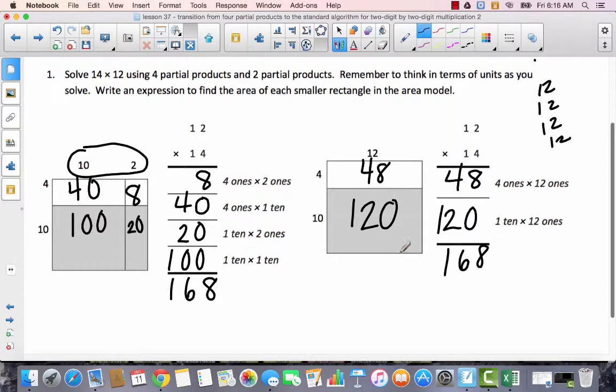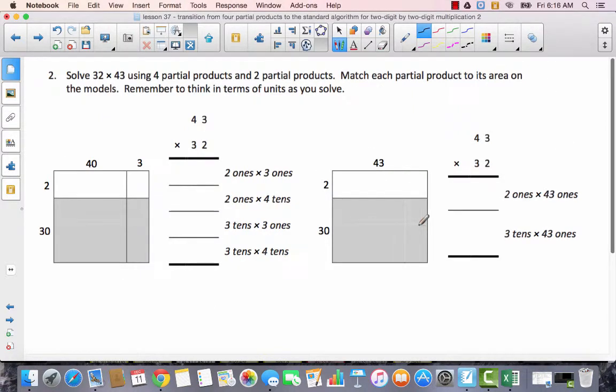So you can see this is the same strategy, it's just a little bit shorter. We did 2 partial products. Over here we did 4 partial products. This is leading into standard algorithm. Okay? All right, now it says we're going to do the exact same thing for 43 times 32. So we've got 43 and 32.